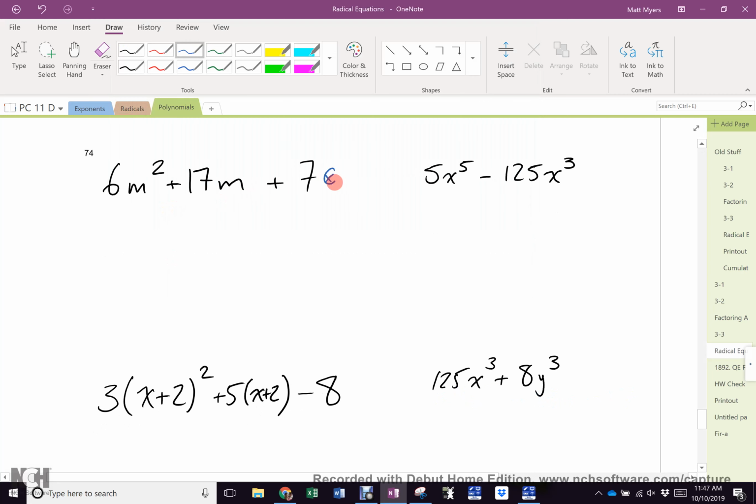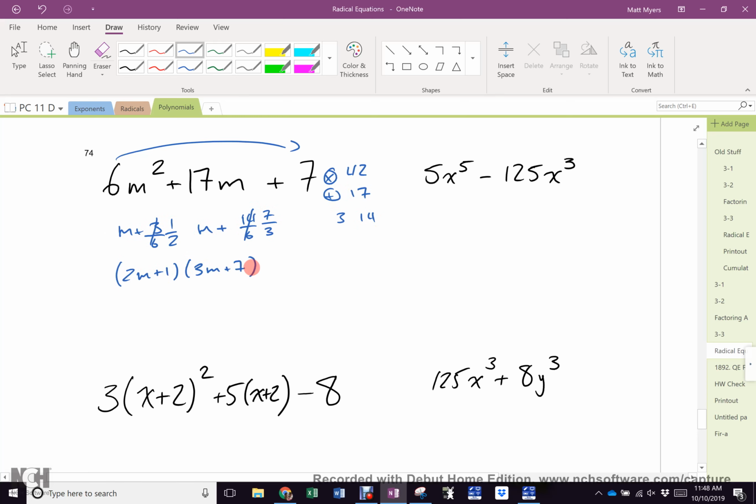This is, of course, multiply to 42, add to 17. It is, of course, 3 and 14. M plus 3 over 6, m plus 14 over 6. Simplify 1/2. Simplify 7 over 3. 2m plus 1, 3m plus 7.